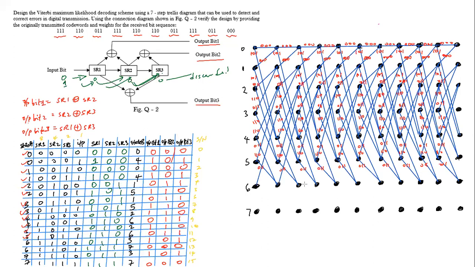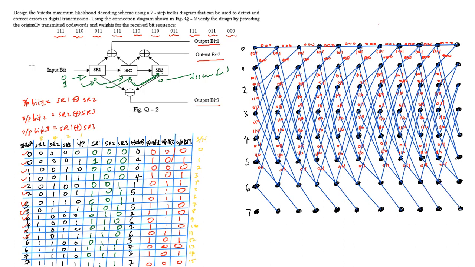6 to 3, move from 6 to 3, and then 6 to 7, 6 to 7.